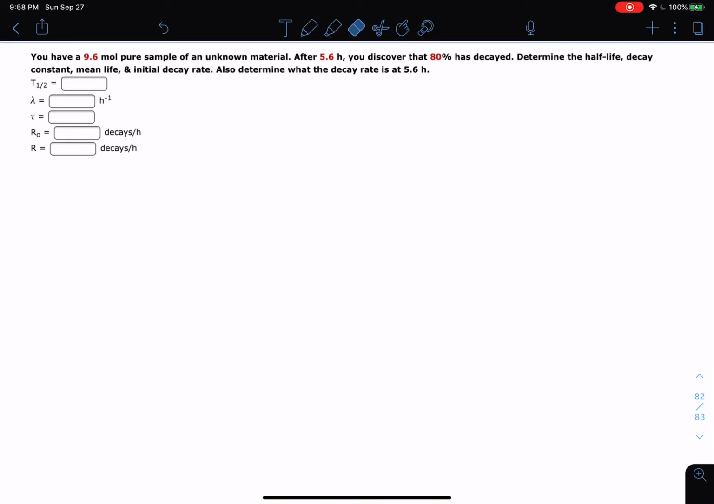You have a 9.6 mole pure sample of an unknown material. After 5.6 hours, you discover that 80% has decayed. Determine the half-life, decay constant, mean life, and initial decay rate. Also determine what the decay rate is at 5.6 hours.